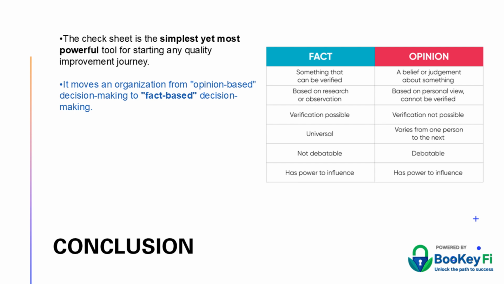Debatability. Facts are universal and not debatable. Opinions vary from person to person and are always debatable. Facts end arguments and start solutions. Influence. Both have the power to influence. However, only facts have the power to influence a process change that actually works.